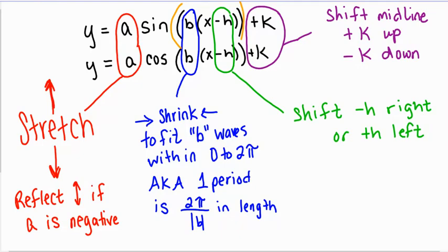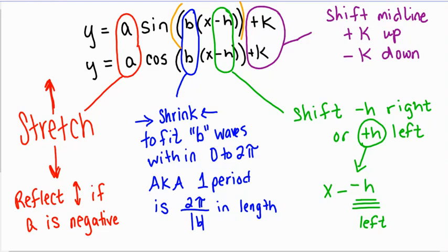Okay, next we've got this h right here, minus h on both of them. That's going to do the same thing. It's going to shift it left or right. If you are subtracting a number, you shift right. If you are adding a number, you shift left, because remember, adding a number, really what you're doing is x minus negative h, and that negative h is what shifts it to the left.